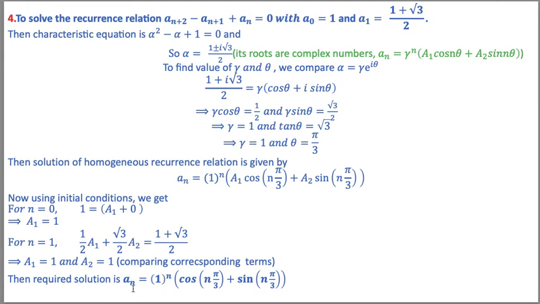So the required solution is a_n equal to 1 raised to power n (cos(nπ/3) + sin(nπ/3)). We have substituted the values of a1 and a2 here, and a1 and a2 are both 1. So a_n is 1 raised to power n (cos(nπ/3) + sin(nπ/3)).